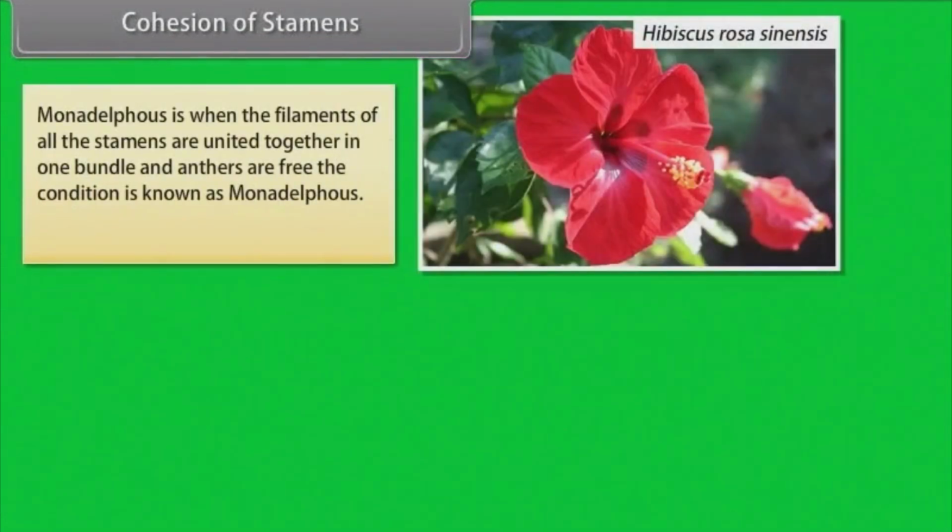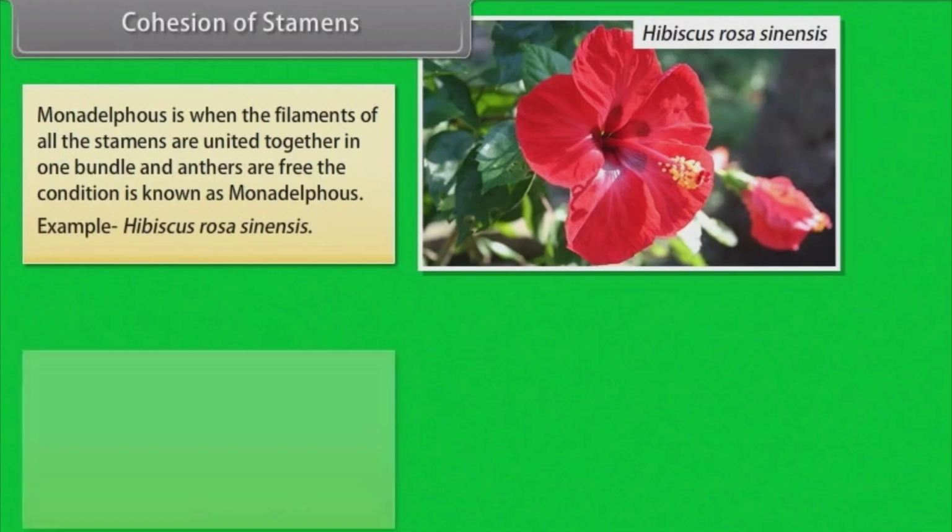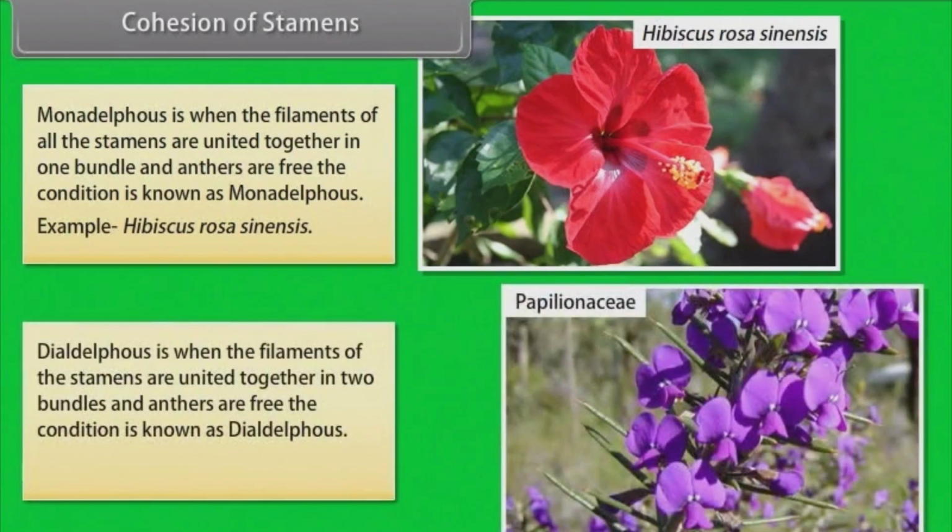Monadelphous is when the filaments of all stamens are united together in one bundle and anthers are free. Example: Hibiscus rosa-sinensis. Didelphous is when the filaments of the stamens are united together in 2 bundles and anthers are free. Example: Papilionaceae.